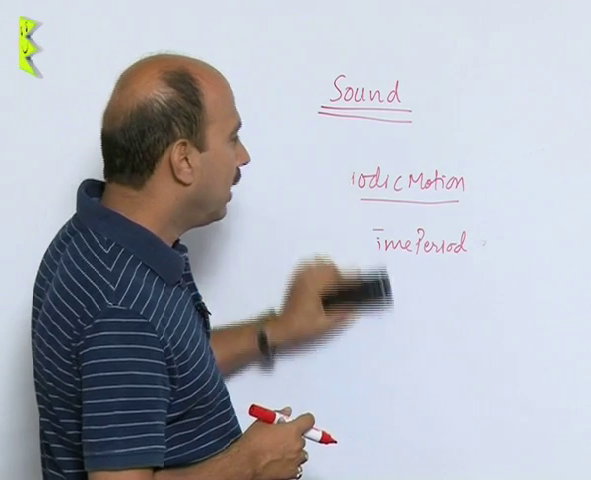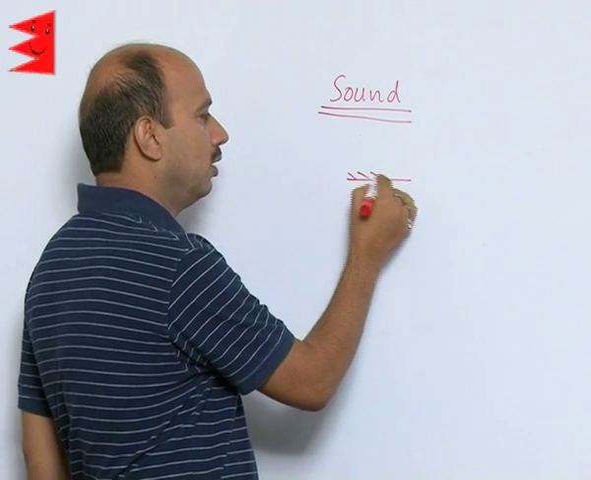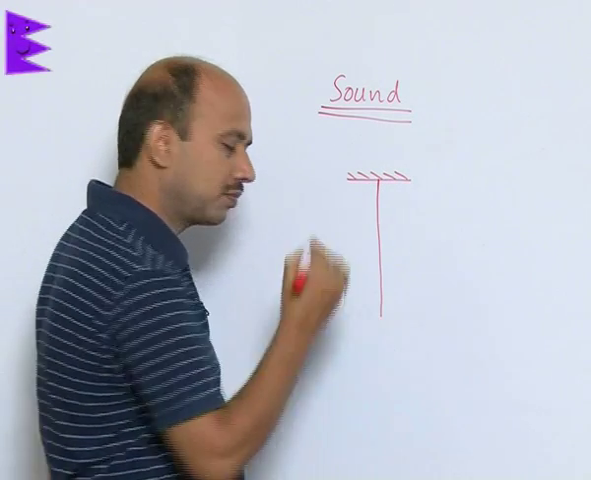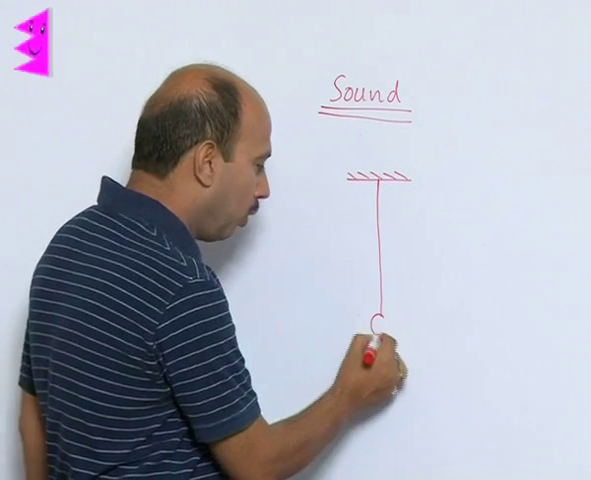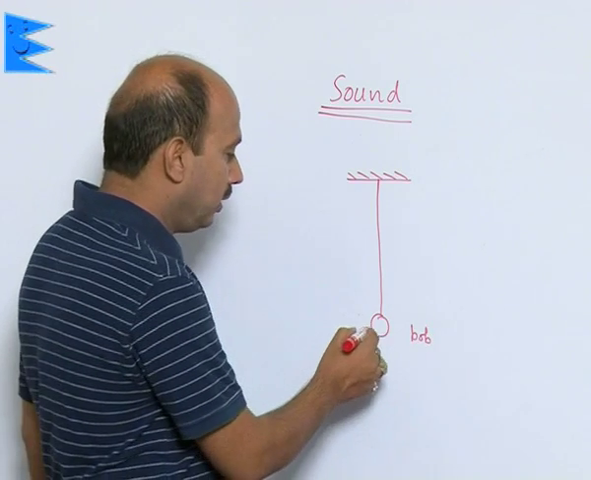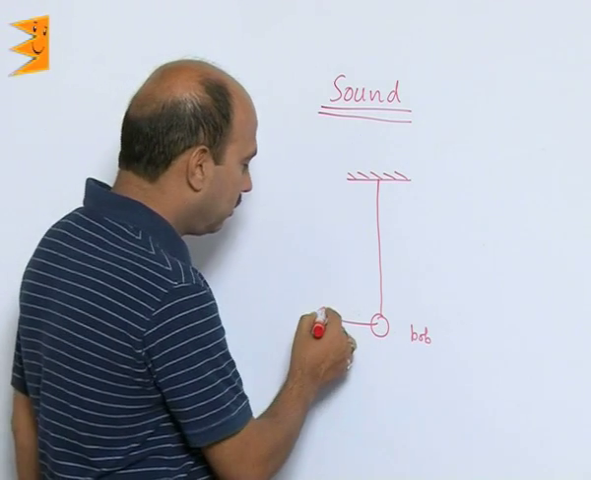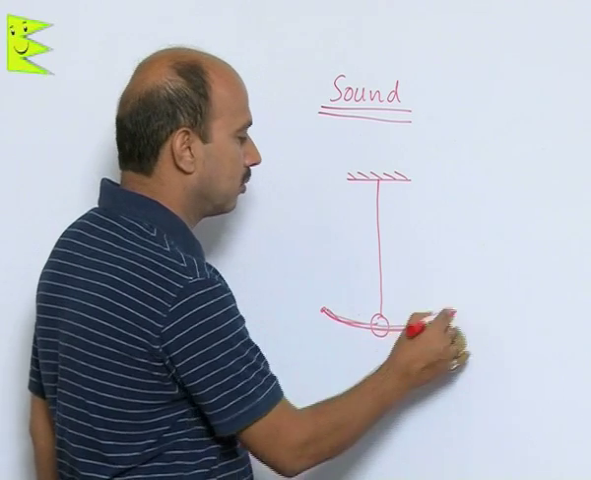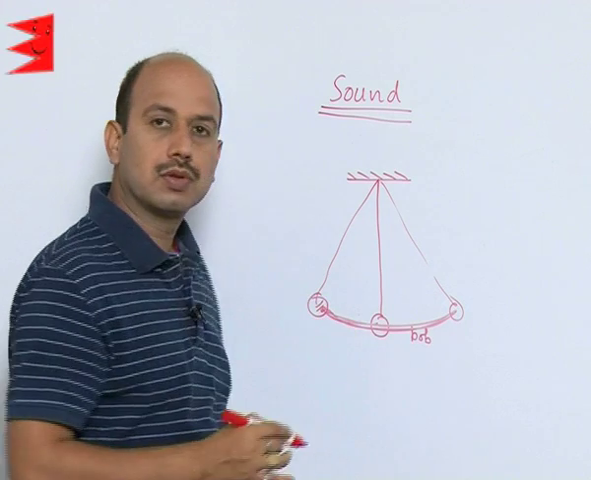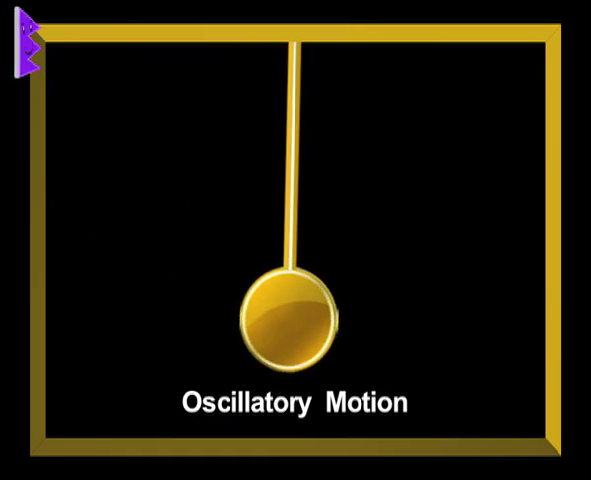Now, we will come to the next type of the motion. Suppose, for example, we take the first example. Suppose this is any suspension point. You have taken a thread, tie here a metallic bob, and you take this bob to this place and release it. This bob will oscillate like this. It will come to this point, it will come to this point. See, this type of the motion is known as oscillatory motion.